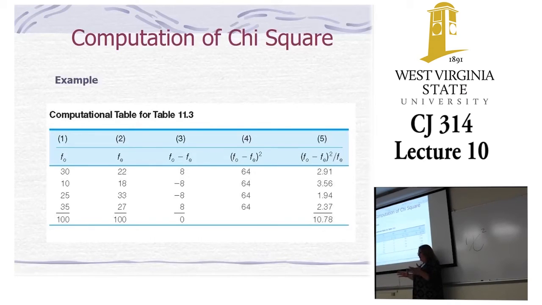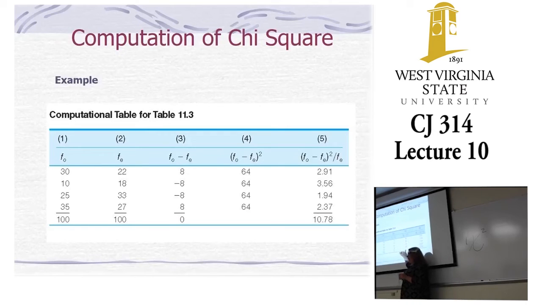Okay, we've done the math. Subtraction's easy. We come up with these numbers. Now we square them all. 8 squared, negative 8 squared, negative 8 squared, 8 squared. Okay, not so bad. Last step.